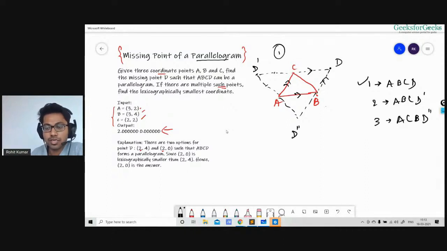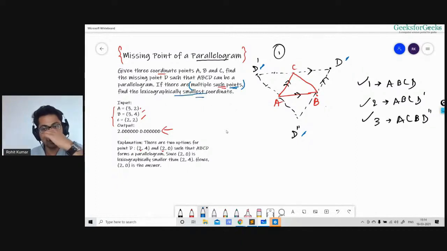So we have 3 points: ABCD. Second one is ABCD dash, and third one is ACB double dash. Okay. Now, as you can see on the screen, we are getting 3 points. We are getting this D dash, this D and D double dash. So that is the reason it is mentioned in the question. If there are multiple such points, find the lexicographically smallest coordinate. All right. So I hope the question is clear to you and how come we are getting multiple such points.